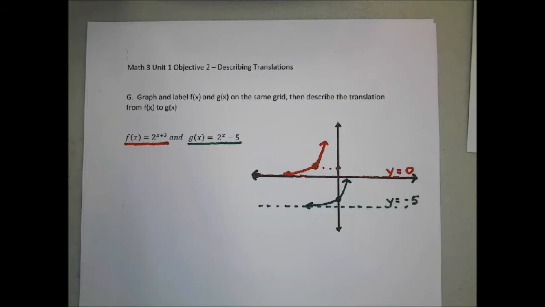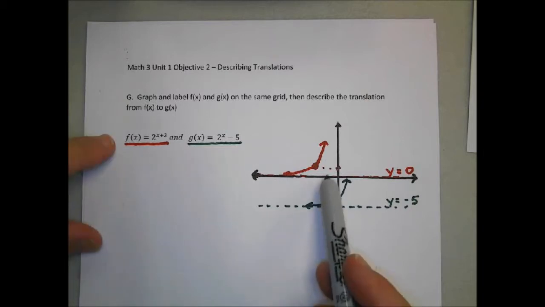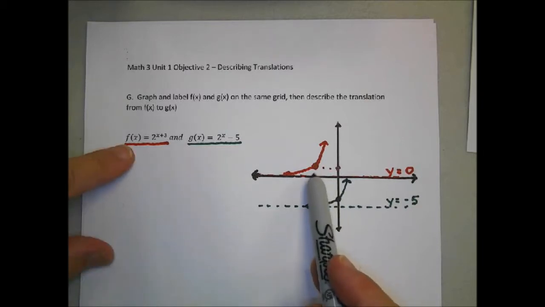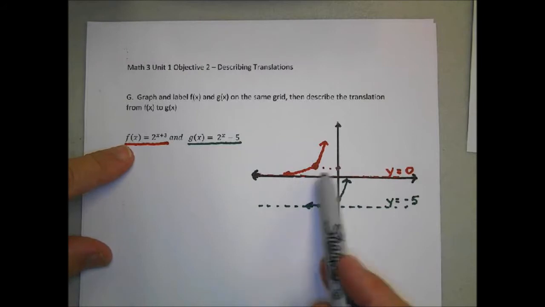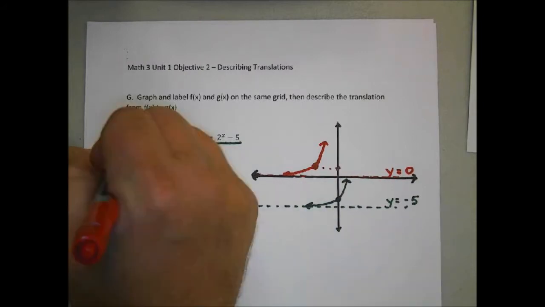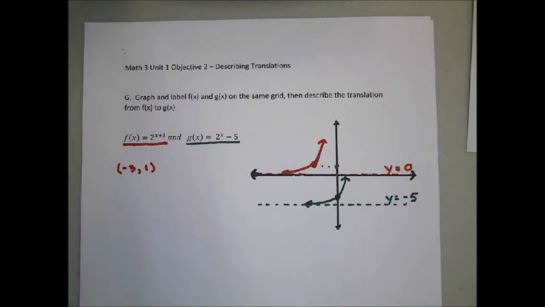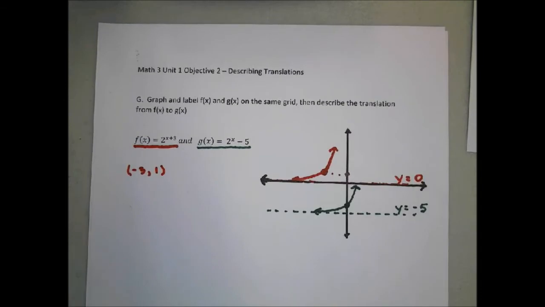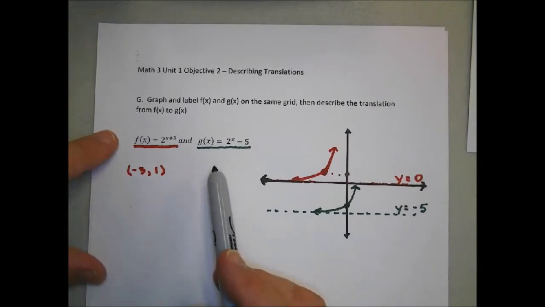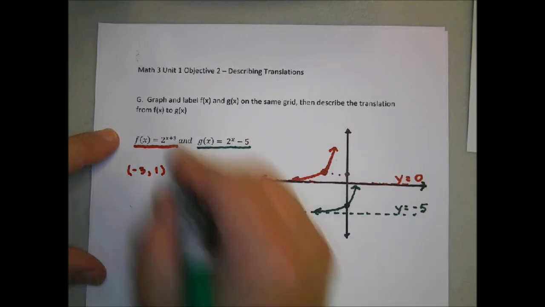Now the big question is, what's the translation to get from f of x to g of x? If you've got good enough graph paper, you can just count it out. You can also do a little analysis of those key points. The key point on the f of x function in red, remember, was negative 3, positive 1. The key point on the g of x function, the one I did in green, was 0, negative 4.